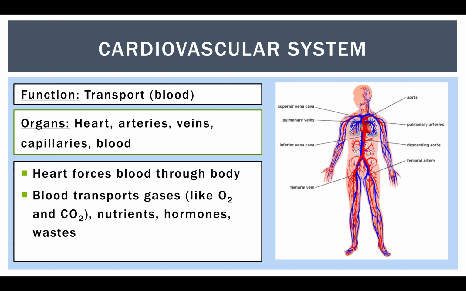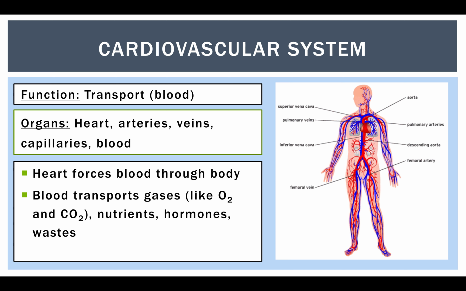The cardiovascular system transports blood. You have your heart, your arteries, your veins, your capillaries, and the blood itself. The heart is a pump that forces blood through the body. It forms a closed loop with the arteries, veins, and capillaries. And so the heart is continuously circulating your blood through your body.